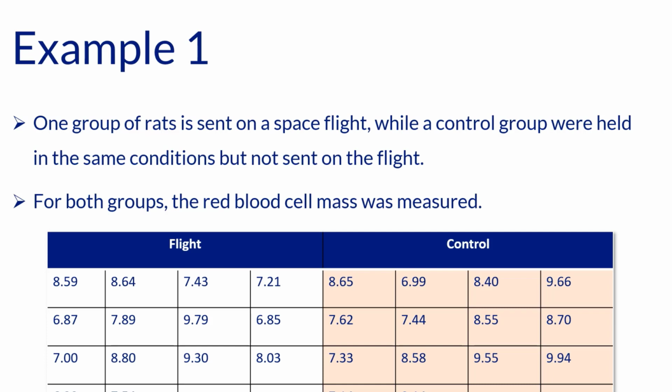Our null hypothesis is always the equality. So the null hypothesis is that the flight has no effect, that there is no difference between the blood cell mass of the rats who went on spaceflight and the rats who stayed at home.